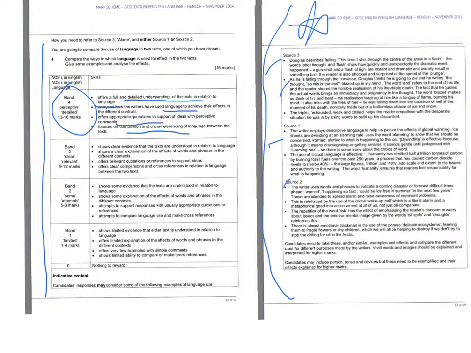It is just worth looking here where it says that vivid words and images should be explained and interpreted for higher marks. So there's no point just picking out a word and then not explaining it. That's not going to get you into these top band marks. And then here it says candidates may include person, tense and devices, so that's your language techniques. But again, they need to be exemplified with a quote and their effects explained for higher marks. So none of those vague, empty explanations that we talked about in the first part of the video. Make it specific to that quote that you've chosen, and really explain how it is meant to affect the reader.